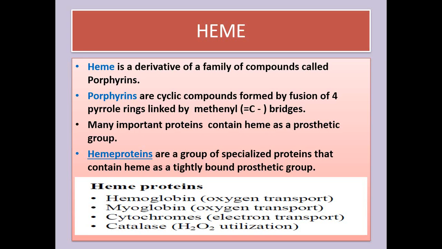and causes oxygen transport. Then we have a group called cytochromes, which are present in the electron transport chain, as well as in the liver, where they make the cytochrome P450 enzyme system. Then we have the catalase enzyme, which is also a heme protein.